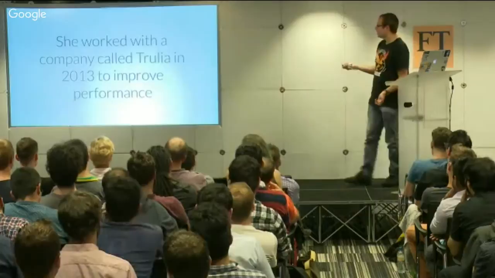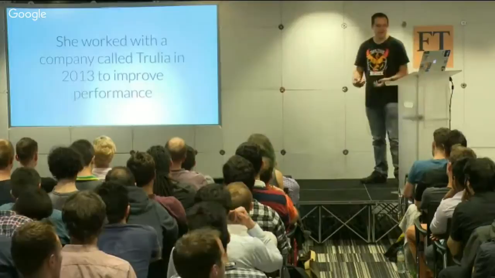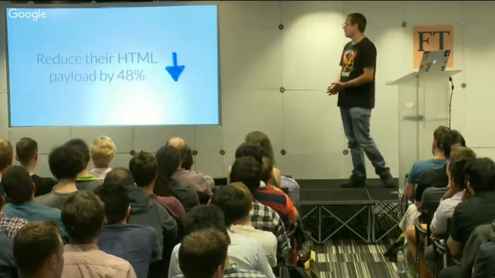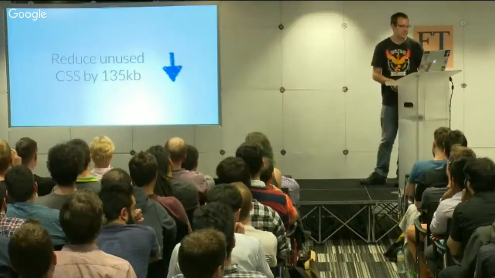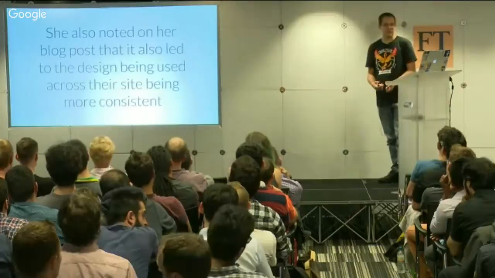And one of the changes she made was to implement a living style guide. And when she was doing this, she reduced the HTML payload by 48%. She reduced load time by 21%, achieved a 6% improvement in first byte, and reduced unused CSS. She also noted in a blog post that it led to the design being used across the site being more consistent. So outside of performance, there were gains too.